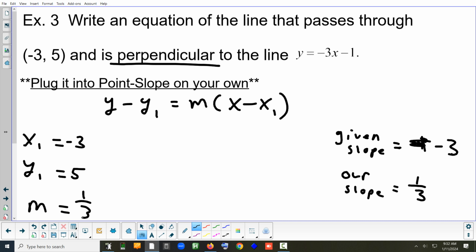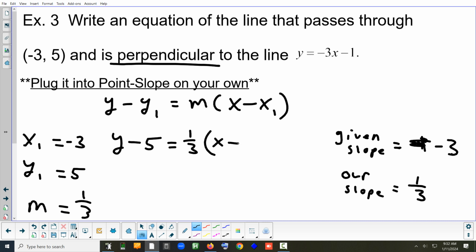How do you get 5? 5, that's the number that comes after the 0 comma in the point. Okay. All right, so now we'll fill them in. We're going to do y minus, what comes next? 5. And right after the 5, we put equals. And then after that, put your slope, 1/3. Okay, parentheses.